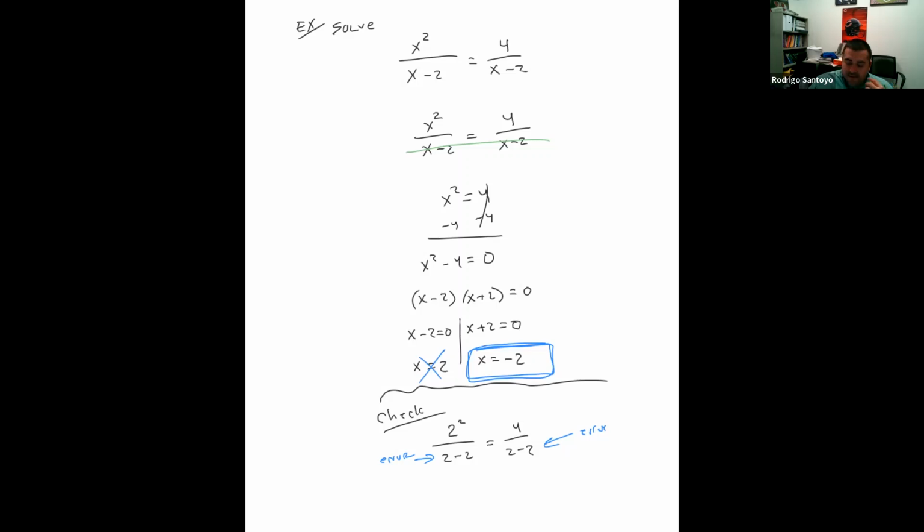Does anyone need another minute copying that down? All right. Next one here. We have 2 over x minus 1 equals 3 over x plus 1. A nice example, we don't have to factor here. But we do want to find the LCD. The LCD would just be x minus 1 times x plus 1.